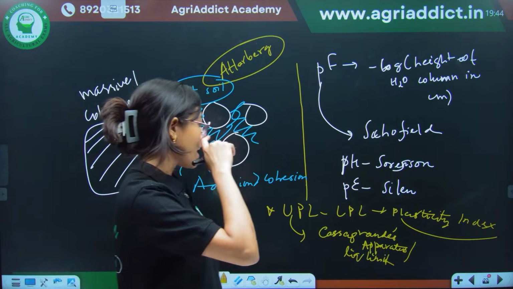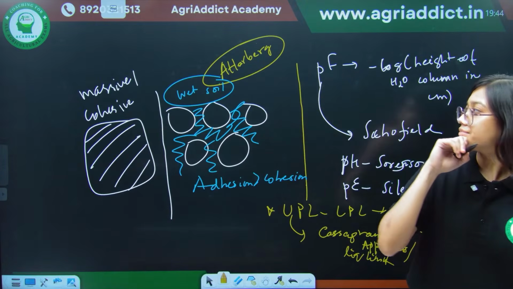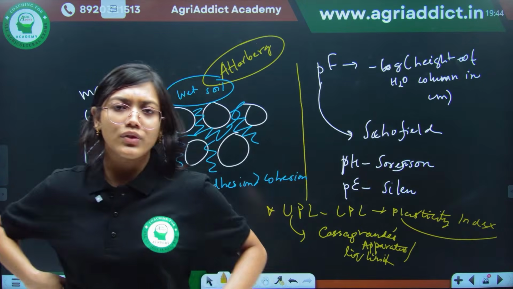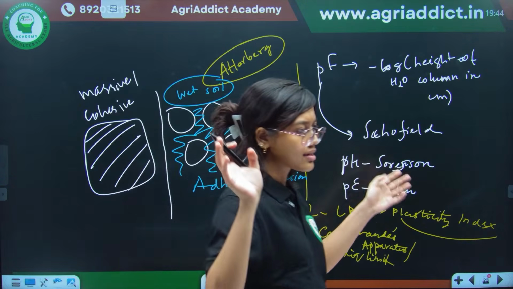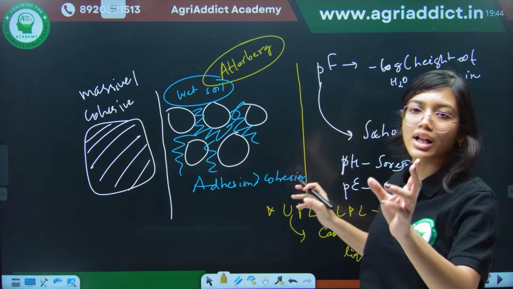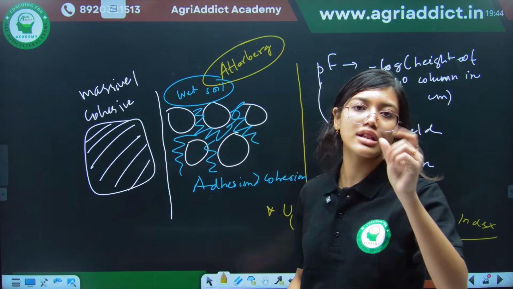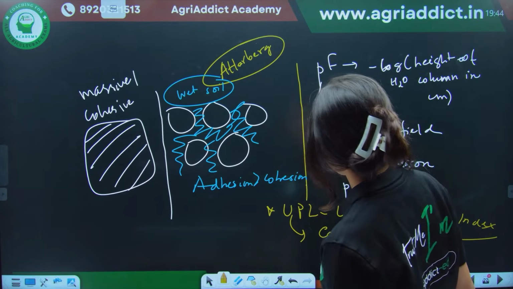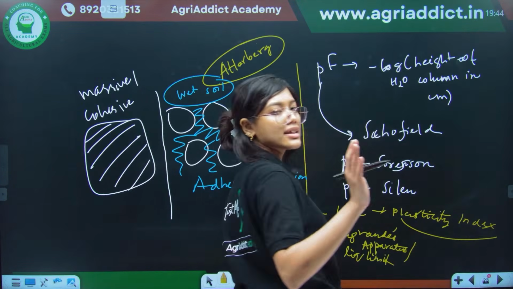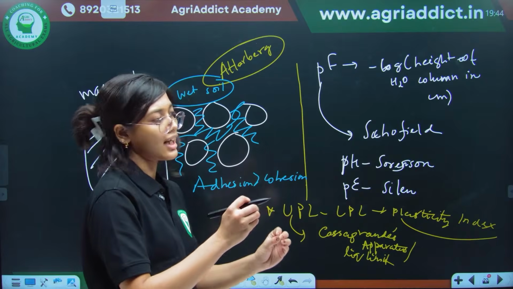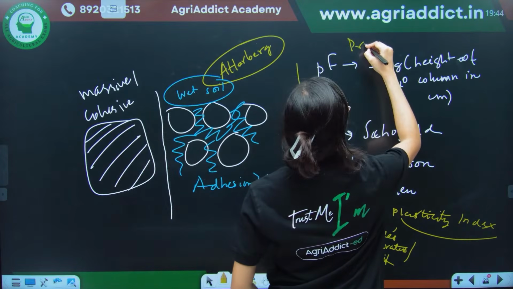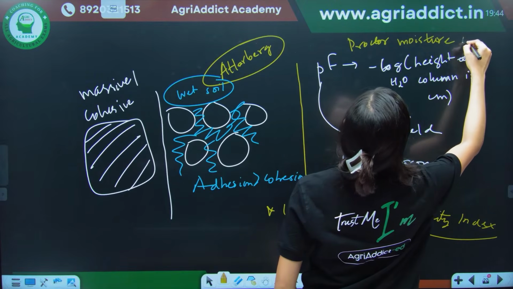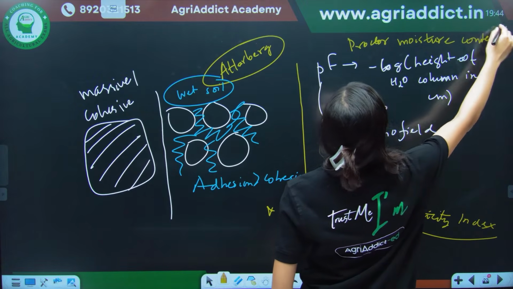Now, another thing I wanted to clarify is that whenever we are talking about Atterberg's limits and all these consistency values, there will come a particular moisture content where your compaction will be highest. Okay. So, that particular moisture content where the soil compaction is highest, it is called Proctor moisture content. So, we will come to that later on.